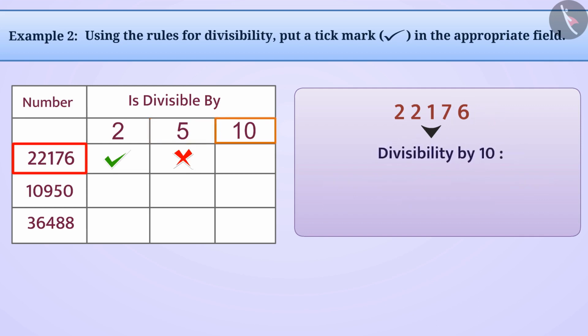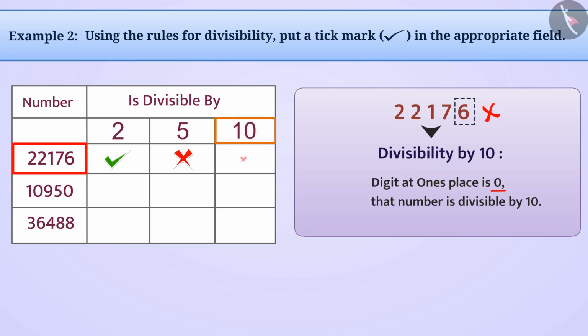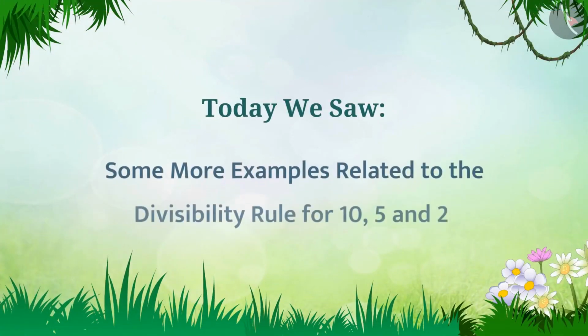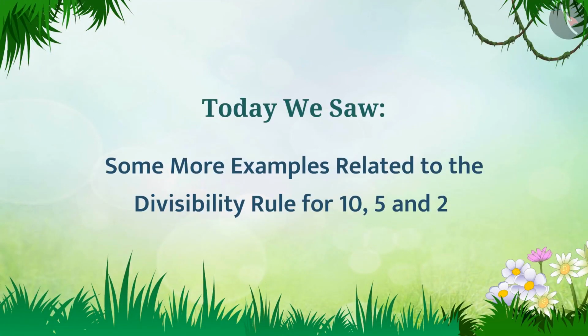Divisibility by 10. The rule tells us that if the digit at ones place is 0, then that number is divisible by 10. Here, the digit at ones place is not 0. So, this number is not divisible by 10. Now, complete the table for the other numbers given in the table. So today we saw some more examples related to rules of divisibility by 10, 5 and 2.